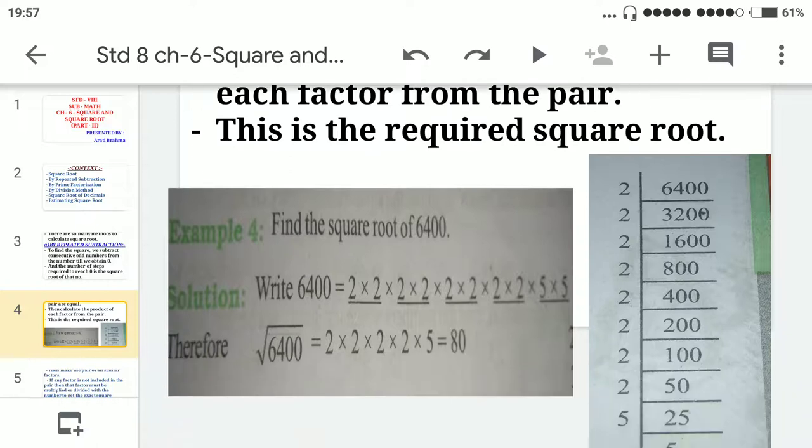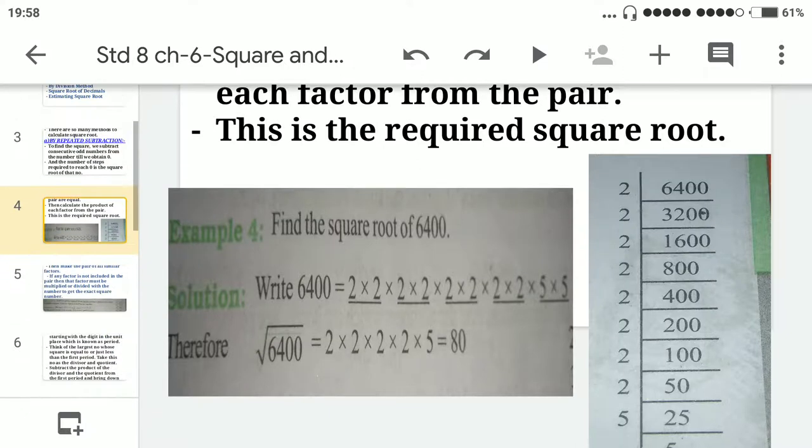See here we are calculating the square root of 6400. We are making pairs: 2 into 2 one pair, another 2 into 2 another pair, again 2 into 2 another pair, again 2 into 2 another pair, 5 into 5 another pair. So these are all the pairs. Then from each pair we take one factor: out of this 2 into 2 pair we have taken one 2, then from another 2 into 2 pair another 2, like this, and finally the product is 80. That means the square root of 6400 is 80 only. Okay, so this is one method.